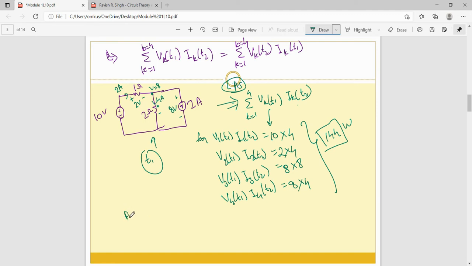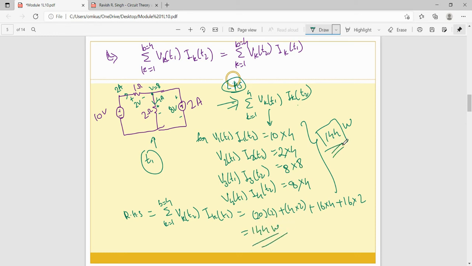Similarly, you need to prove that RHS, which is equal to summation of K equal to 1 to B equal to 4, VK of T2 into IK of T1, right? So I directly write here: this is 20 into 2 plus 4 into 2 plus 16 into 4 plus 16 into 2, which is equal to 144 watt. So this is LHS equal to RHS, and we prove Tellegen's theorem.